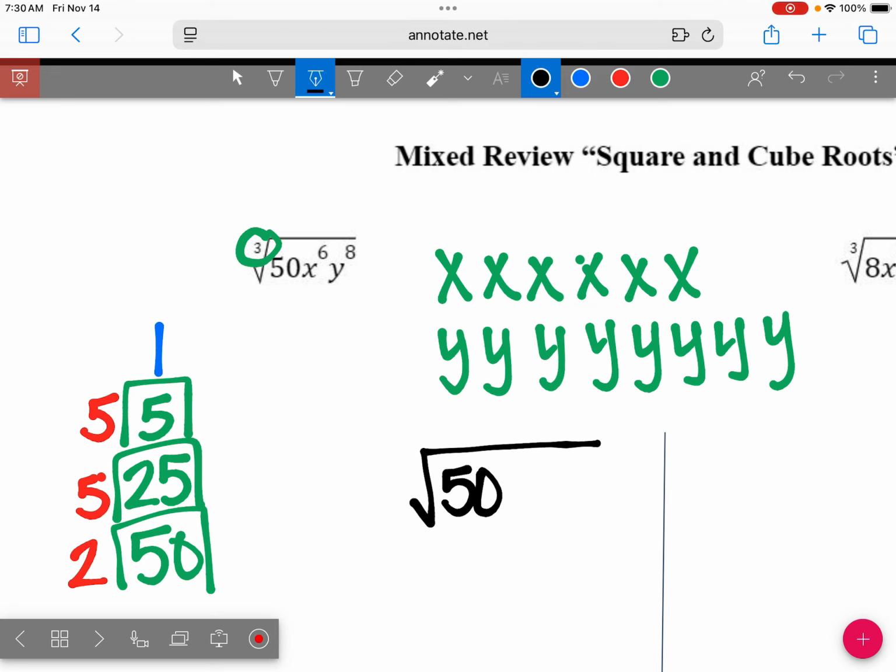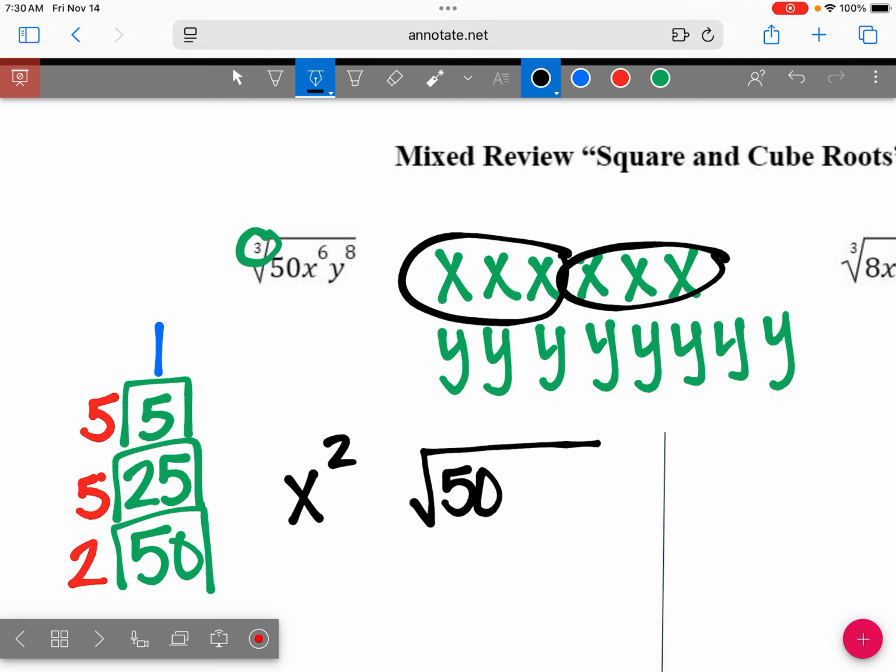All right, what about triplets for x's? Do I have any triplets that I can take out for x? How many sets of triplets can I take out? 2. 1, 2. So that would be an x squared. That can come out.